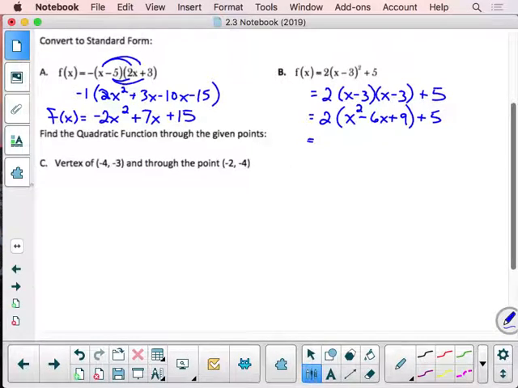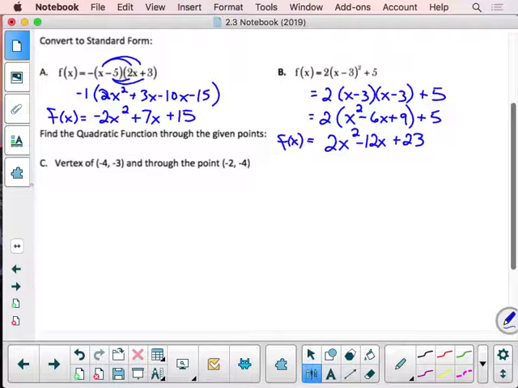Distribute the 2, and we end up with 2x squared minus 12x. Now 2 times 9 is going to be 18, but I'm going to go ahead and add the 5 and get 23. So I can go straight to my solution right there, again, to save a little bit of time. So those would be our two, from factored form and from vertex form, how to convert into standard form.